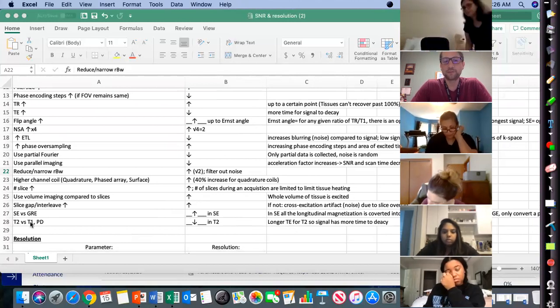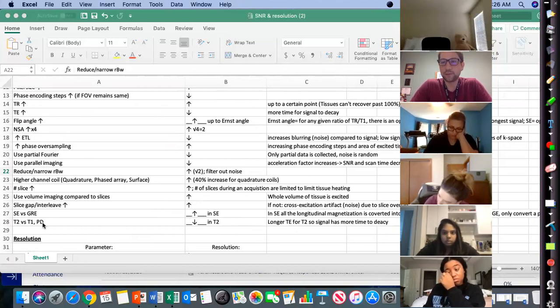T2 weighted versus T1 and proton density weighted. T2 has less signal because it has longer TE times, so more time for the signal to decay on a T2 weighted image.